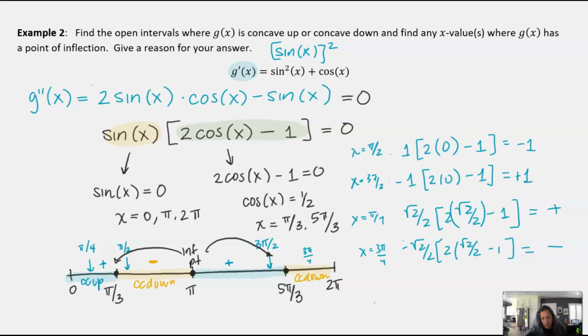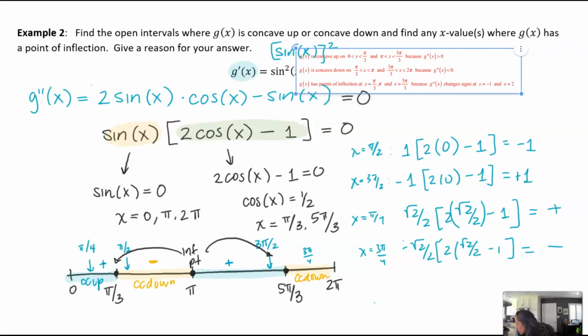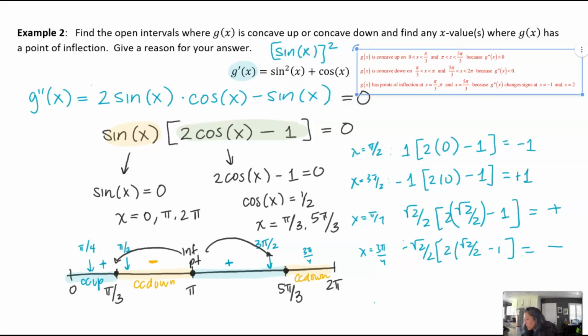If you wanted to, you could put in all of the lovely language to go along with this, which I'm just going to shove over in this corner. It's concave up on those intervals, it's concave down on those intervals, and those are our points of inflection, all of which we've labeled on our beautiful number line. So I don't want to write it all out, and I'm out of space.